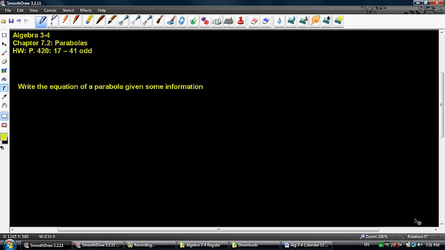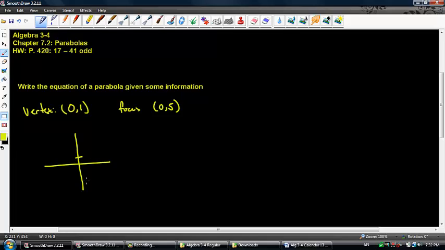Alright, the next thing you might be required to do, or rather you will be required to do, is to write the equation of a parabola given some sort of information. So let's go ahead and get some information and we'll see how it goes. If I told you that the vertex of the parabola was at (0, 1) and that the focus was at (0, 5), the first thing you have to do in order to get this correct is just sketch a picture of what you're being described. And that can be a picture as easy as this.